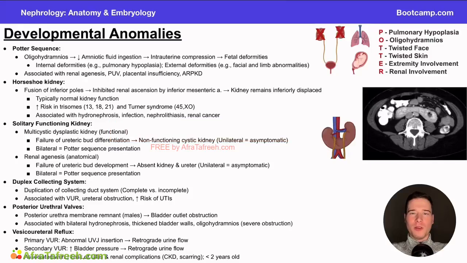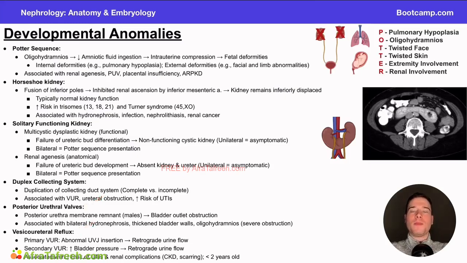So in this next video, we're going to talk about developmental anomalies that can present as renal or nephrology pathologies. There are a lot of really important ones that they like to test on here, including Potter sequence, horseshoe kidney, solitary functioning kidney, duplex collecting system, posterior urethral valve, and vesicoureteral reflux.